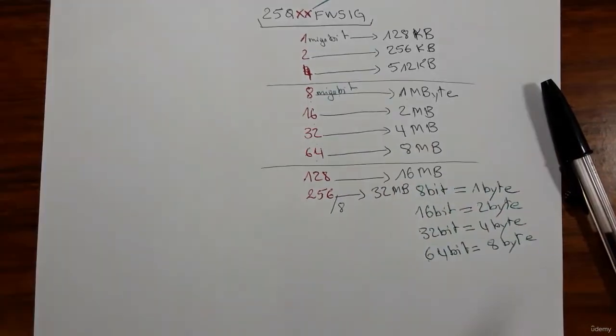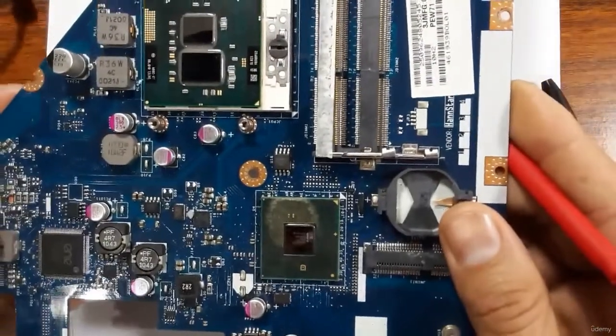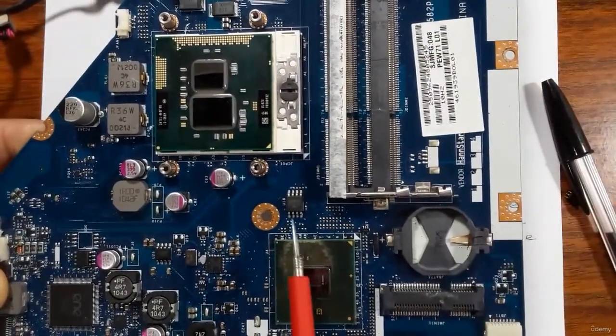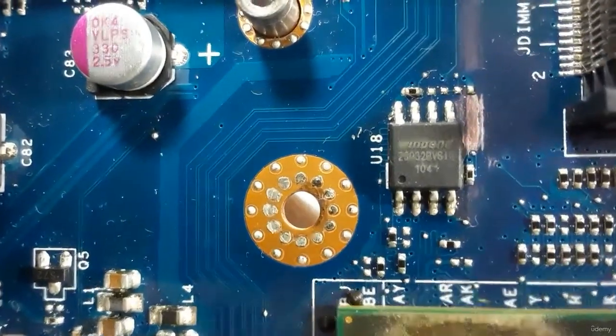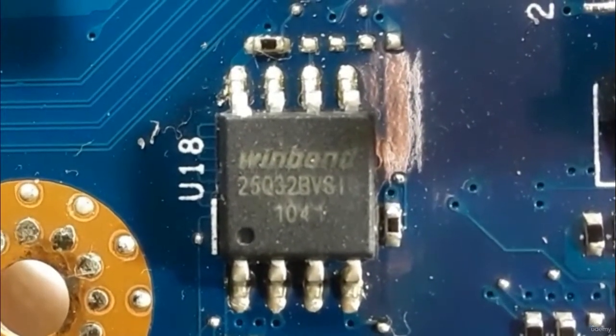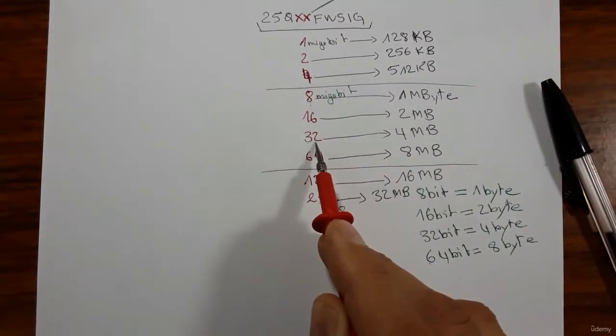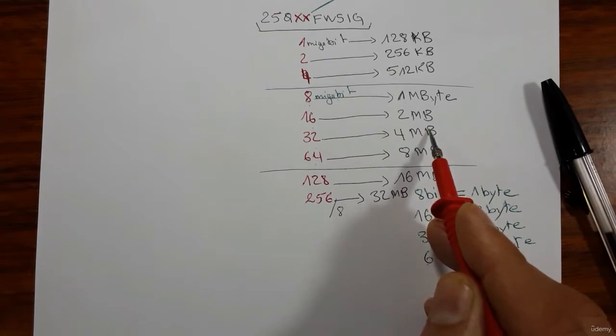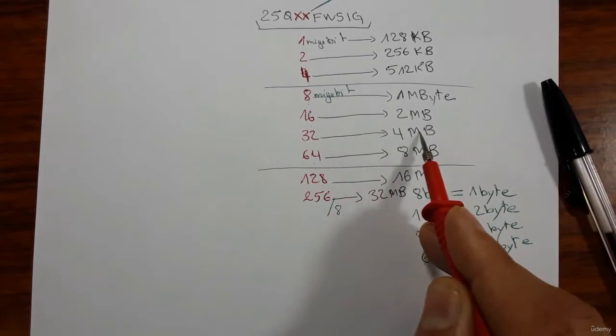Okay, so let's check another motherboard. For example, for this motherboard, as you can see, we have the BIOS here. So let's check its reference and then its size. As you can see here, we have 25Q32. Okay, Q32. So 32 here means 4 megabytes.